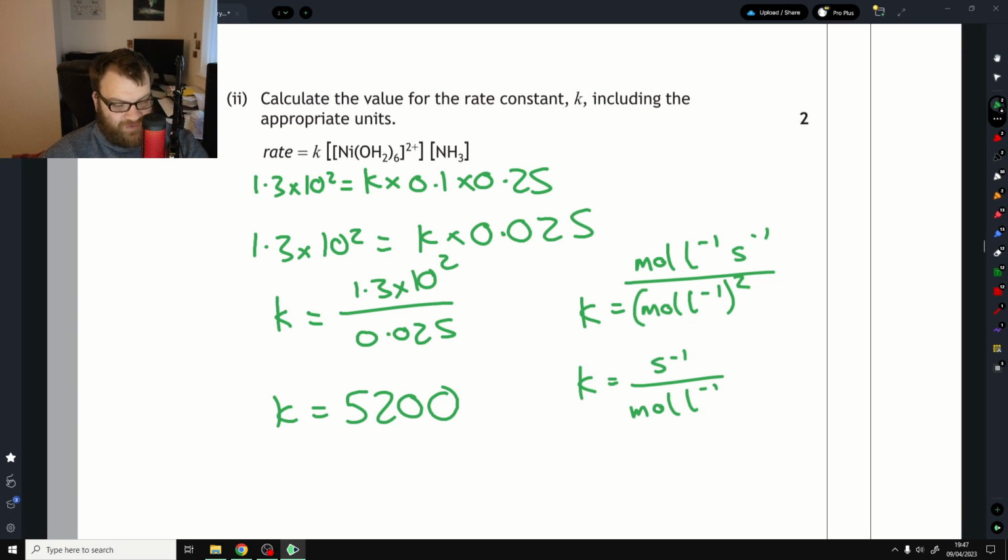We want everything up on the top line. We don't like to leave it as a fraction. So our mol will become mol to minus 1. The L to minus 1, we move it to top, which is going to be L.